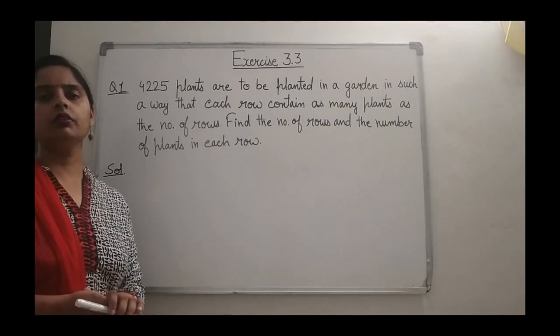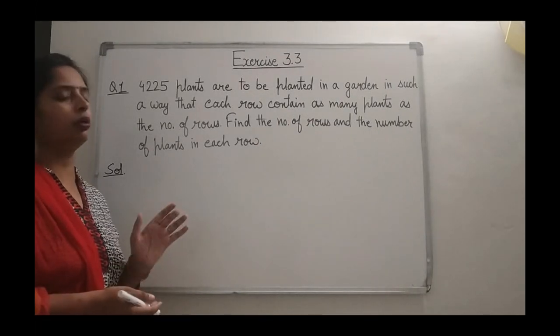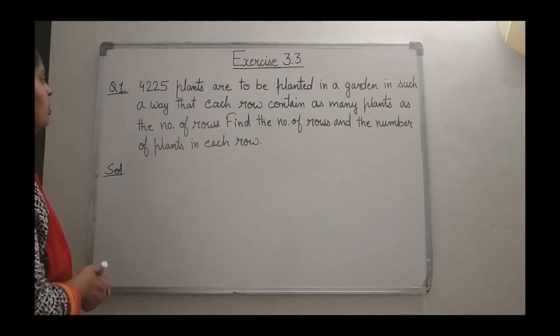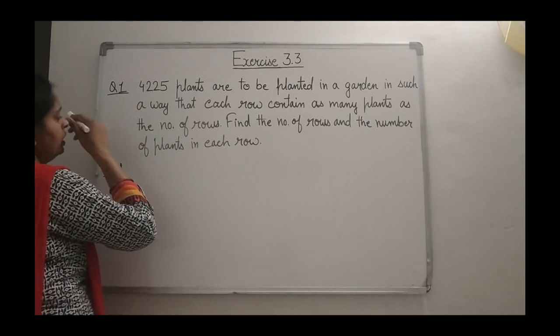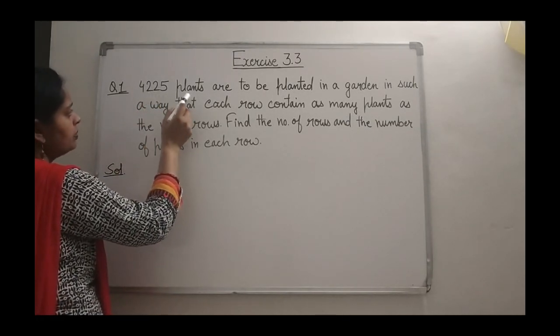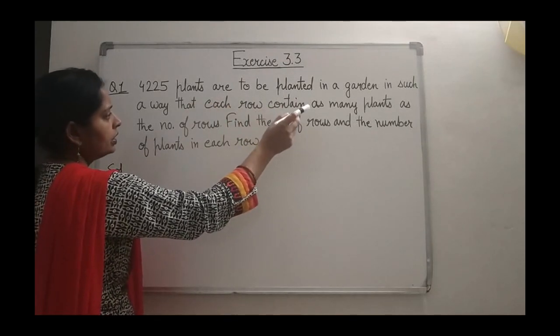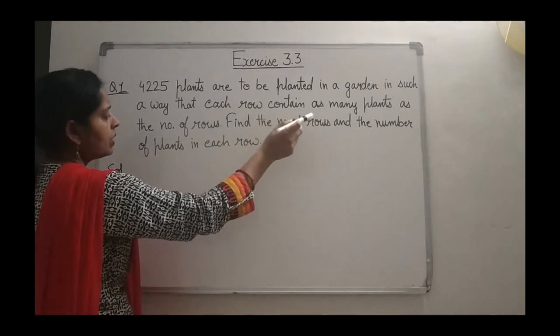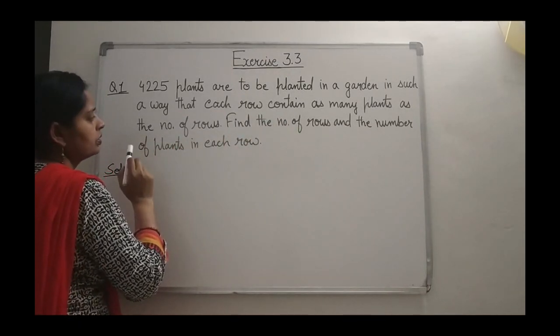Students, as we have already started with our exercise 3.3, few more questions are left. So let's see those questions also. See, very first question of today. 4,225 plants are to be planted in a garden in such a way that each row contains as many plants as the number of rows.